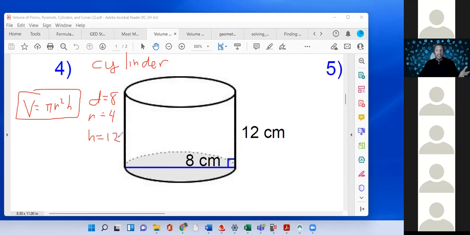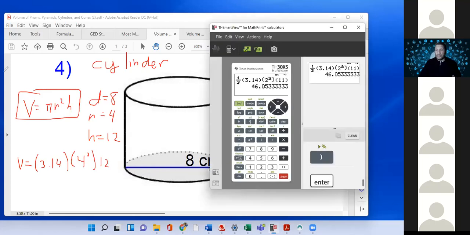Now, all we're going to do is plug in. Volume equals, what's pi? 3.14. What is our radius? 4. We need to square that. 4 squared. And what's our height? 12. And then we just plug it in. We grab our calculator. So 3.14 times 4 squared times 12. Look at that. That's the volume. Now, you have to round it off, right?